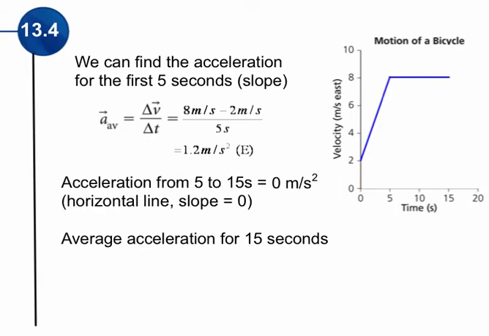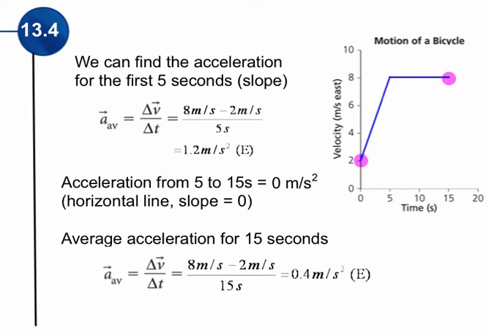Well, what if we wanted to find the average acceleration? And the average acceleration would be over the entire motion. This is a little bit different. Average acceleration, what we need to do is we do need to find our v final and v initial, and we start at our starting point. We started at 2 meters per second. The final velocity is 8 meters per second over a total time of 15 seconds. 8 minus 2 is 6 divided by 15, and in this case we'd have 0.4 meters per second squared east. So what we have to notice in this question is, are we talking about average acceleration for the entire motion, one point in time, or just finding one particular slope?